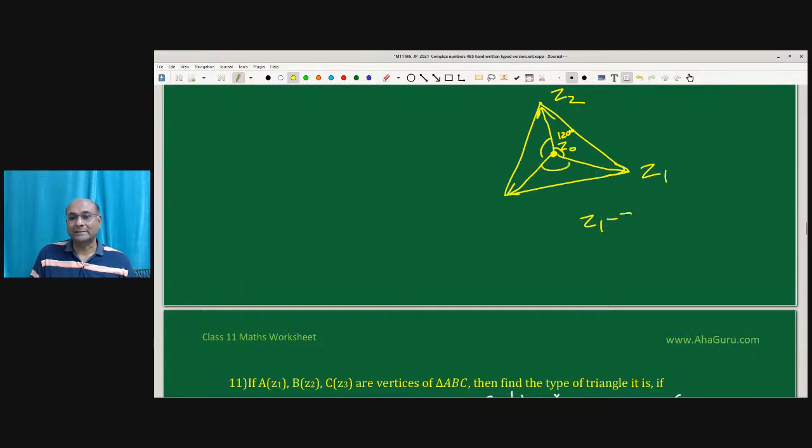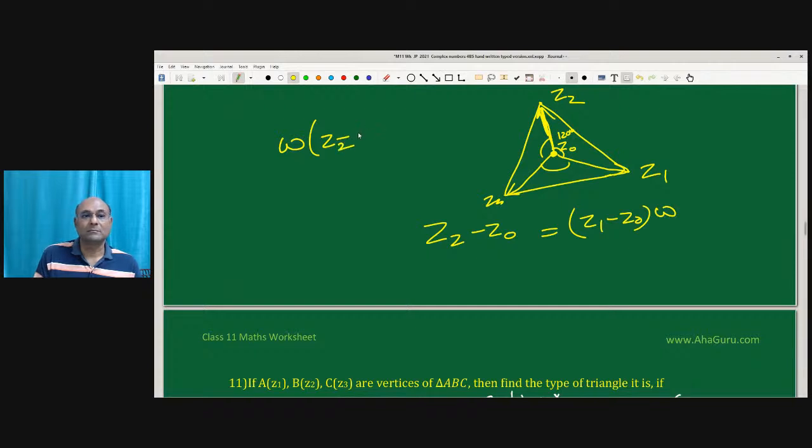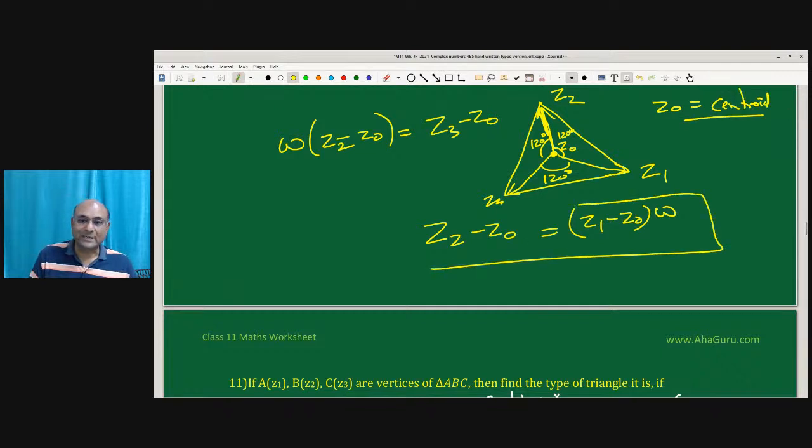So this is Z1 minus Z0 multiplied by omega gives you this arrow, which is Z2 minus Z0. And Z2 minus Z0 multiplied by omega gives you Z3 minus Z0, if it is an equilateral triangle. Turning by 120 degrees is just simply multiplying by omega. Z0 is the center or centroid of an equilateral triangle. So this is how I constructed the question, I think.